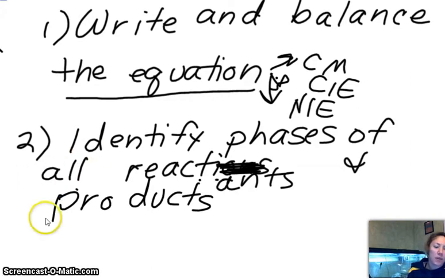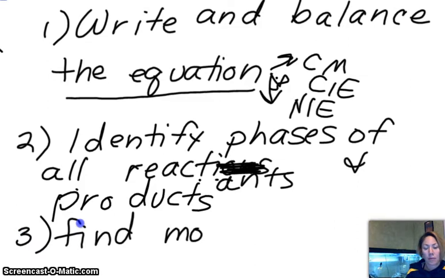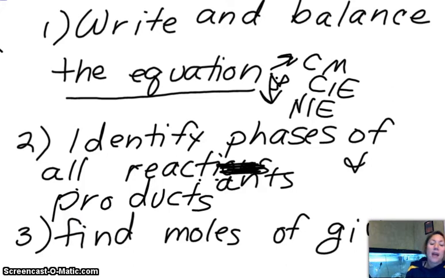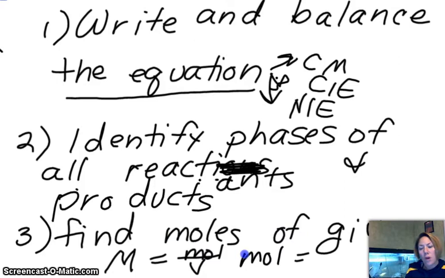Okay? After you've written and balanced the equation and filled in the phases, you want to find the moles of whatever's given. Typically this is going to be different because they're going to give you molarity and volume. So you're going to have to rearrange this formula to solve for moles. Moles will equal molarity times volume. If you think of slapping molarity over 1 and cross-multiplying to solve for moles, the moles equal the molarity times the volume. So you take what's given and you convert it to moles.